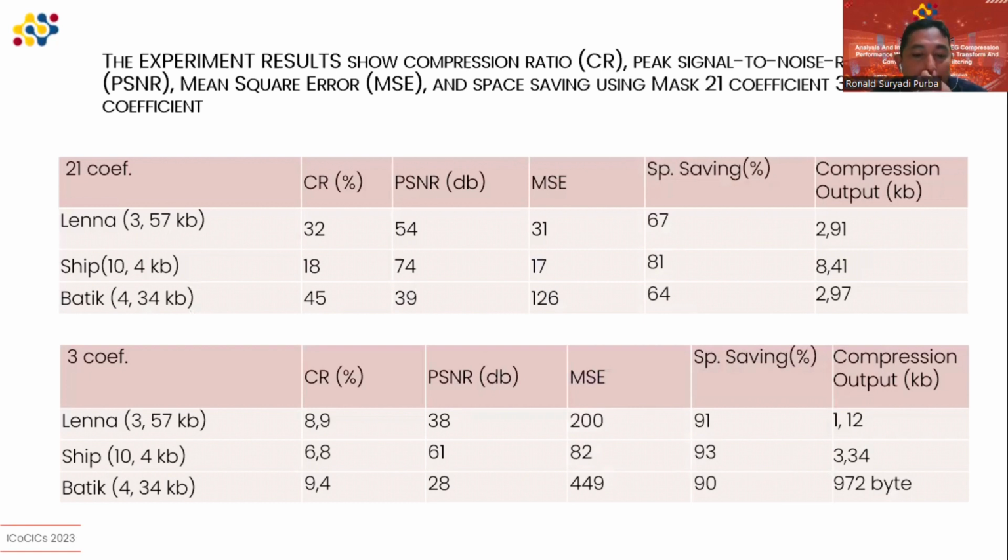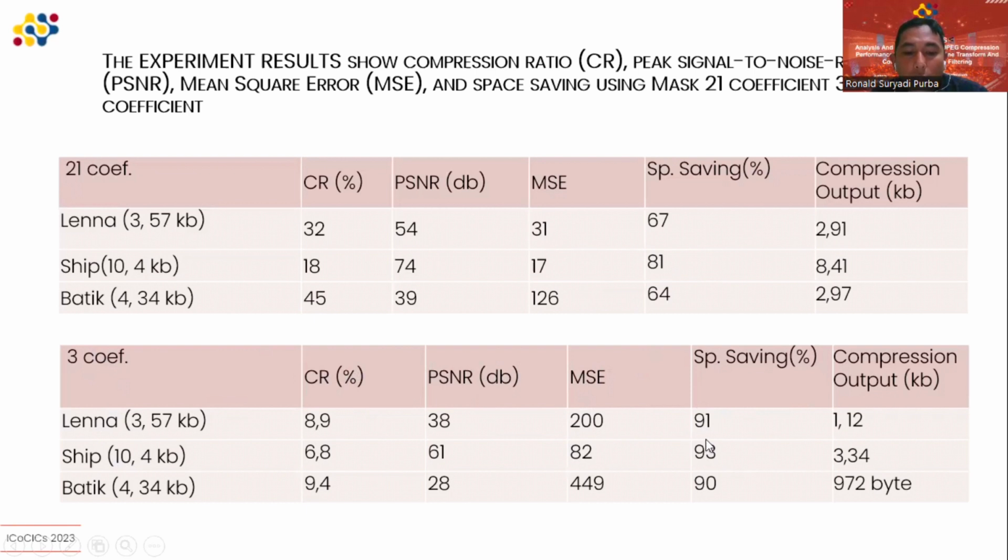The image test results indicate that better compression results were obtained with the 3 coefficient, but there was a significant loss of information in the original image. On the other hand, in the test result with the 21 coefficient, the compression obtained a space saving of 81% for the image of the ship. For the 3 coefficient, we found a space saving of up to 91%.